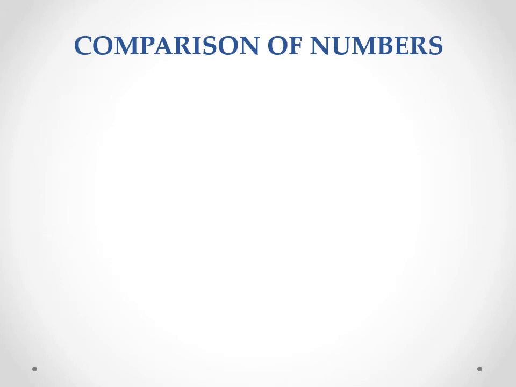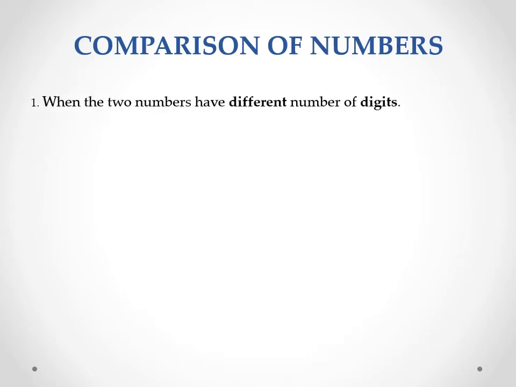Next, how to learn and understand comparison of numbers. To learn and understand comparison of numbers, the rules are generalized here. Rule number 1. The number having more digits is greater. For example, here are given two numbers, 9 crore 65 lakh 42,356 and 6 lakh 21,321.